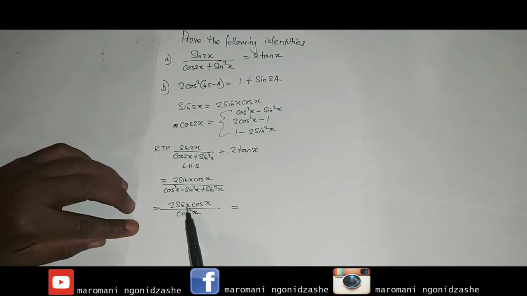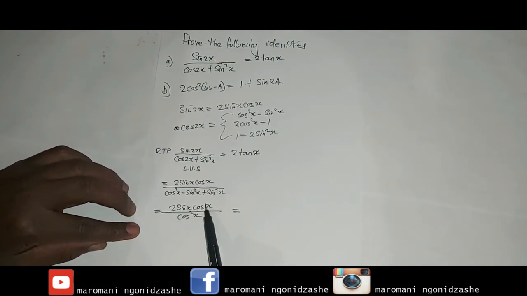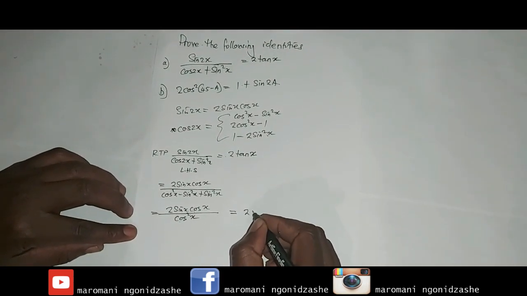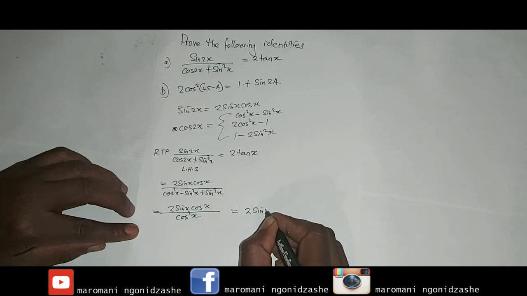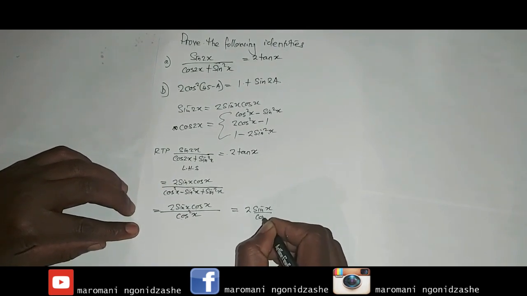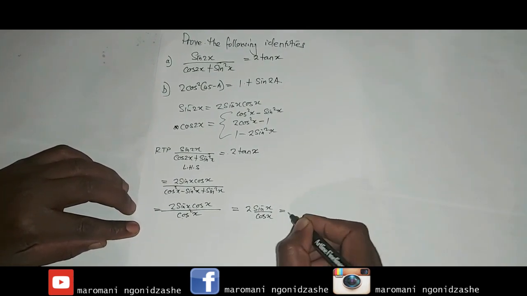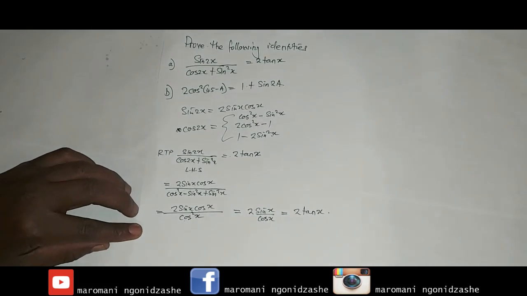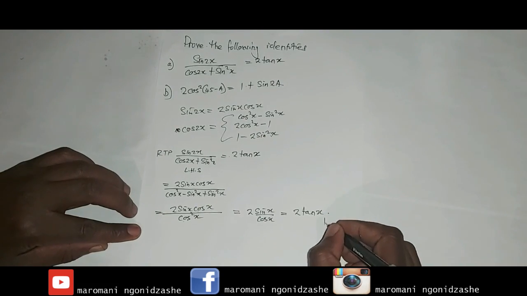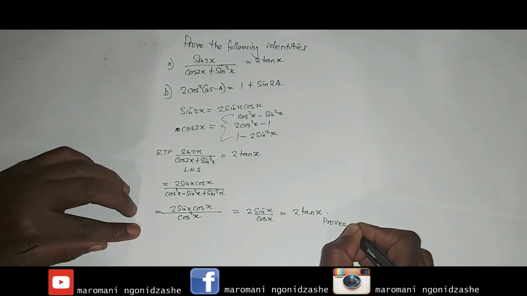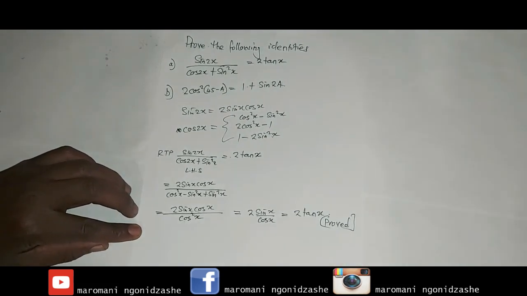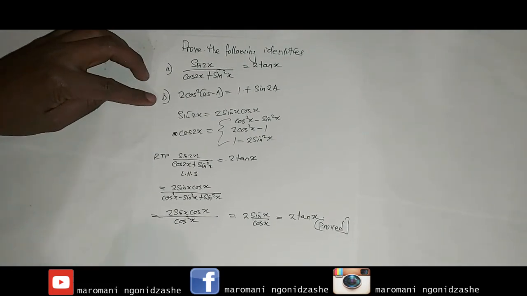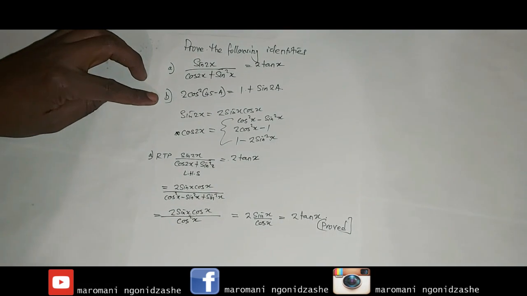If you look at this one now, cos squared cancels with one of the cos squared. Then I'll be left with 2 sin x over cos x, which is equal to 2 tan of x. It's proved. It's now equal to our right hand side. That is the question for A.